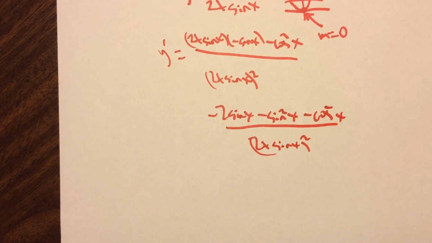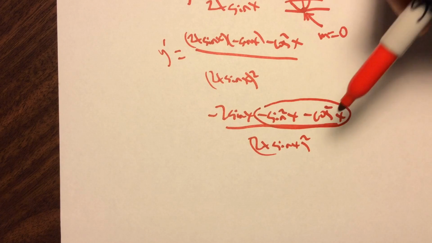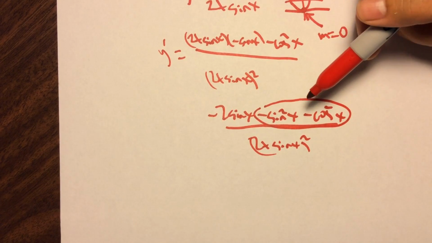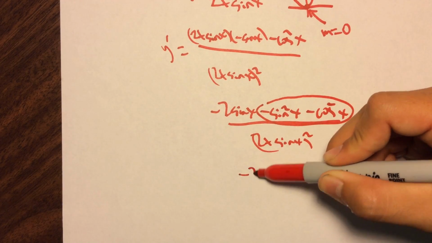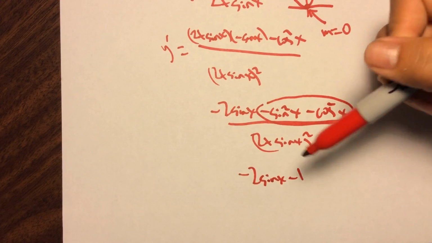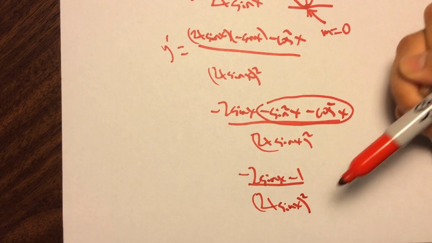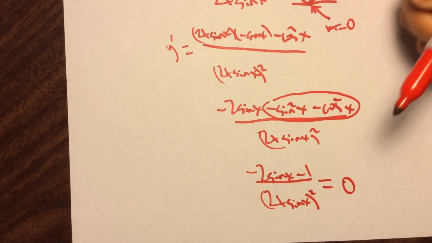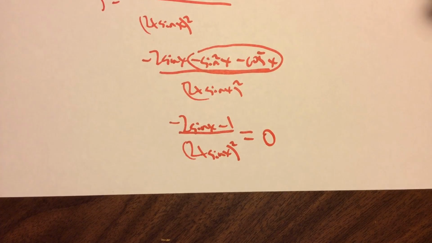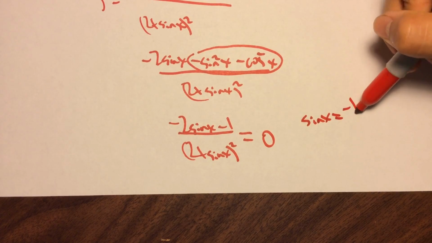Now if you know your trigonometric identities, you would know that this is just equal to negative 1, because you would distribute out a negative 1, and then sine squared x plus cosine squared x would just be 1. So we end up with negative 2 sine x minus 1 over 2 plus sine x squared. And now we can set it equal to 0, which would be the slope at the horizontal tangent line. So if we set this equal to 0, we would just set the numerator equal to 0. So we get sine x is equal to negative half.